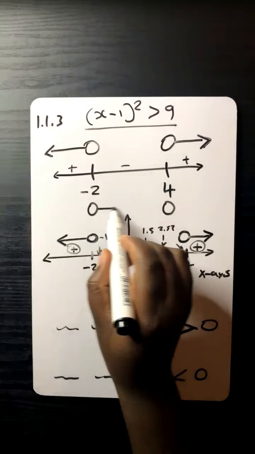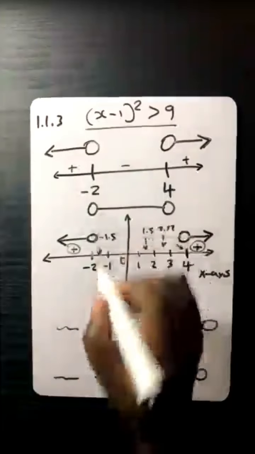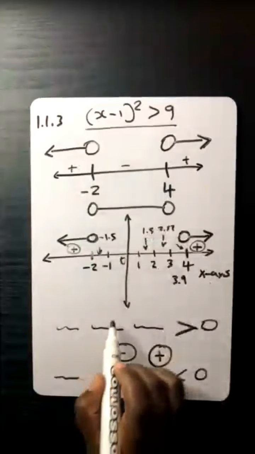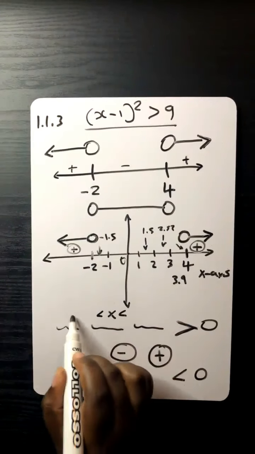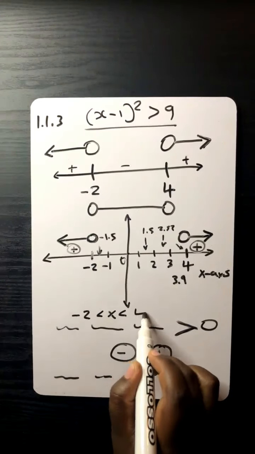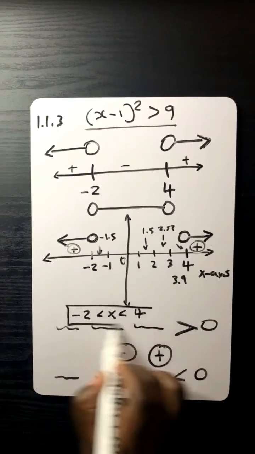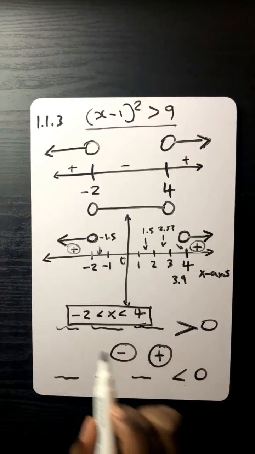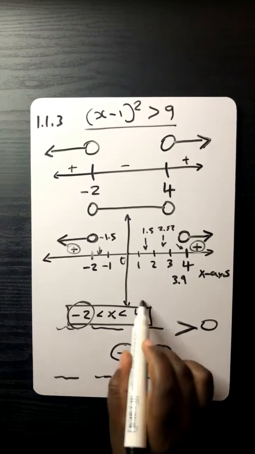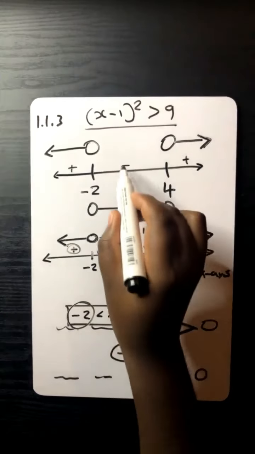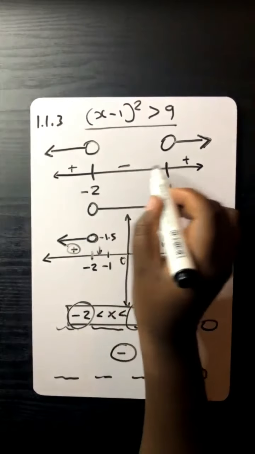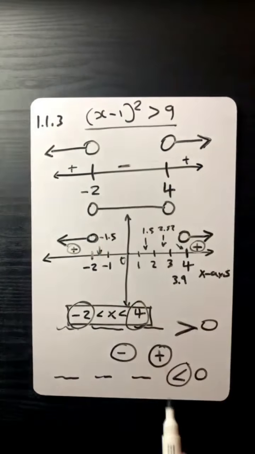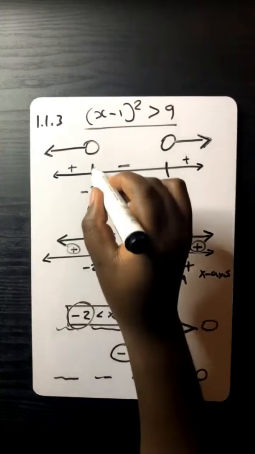Then you just join the lines to say this is that type where you say x is between -2 and 4. So that means between -2 and 4, that's where you find the values which are less than 0, which are less than 0, which are between -2 and 4.